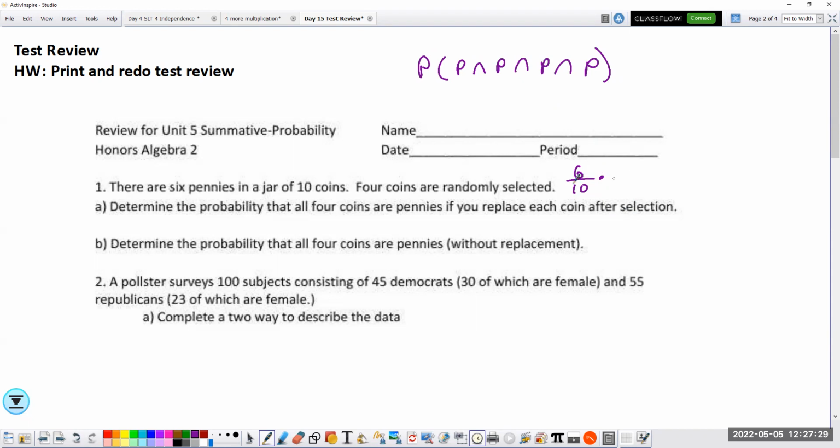So these are not conditional. So I'm just going to multiply, and when I put that on my calculator, I get about 13%.